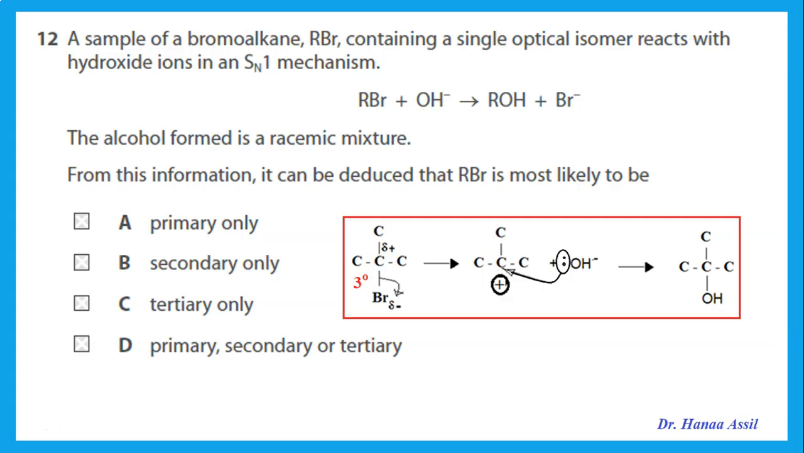From this information, it can be deduced that RBr is most likely to be what? Remember that the SN1 mechanism happens if I'm starting with a tertiary halogenoalkane. So a tertiary would react in this way, and it says the alcohol formed is a racemic mixture, and that's another indication that we're going through the carbocation.